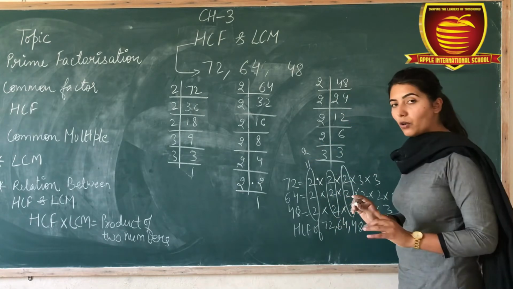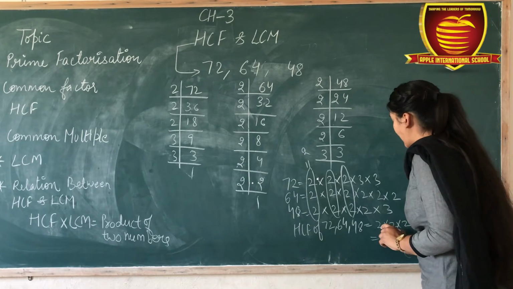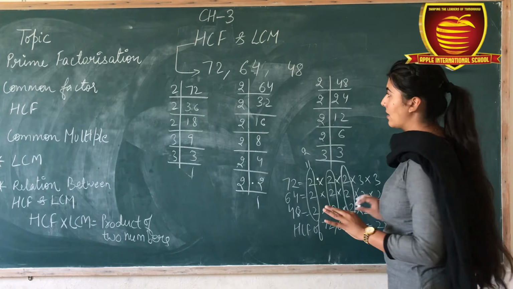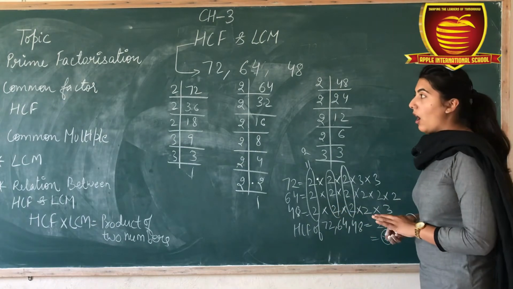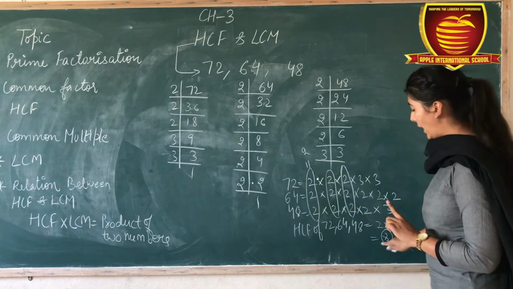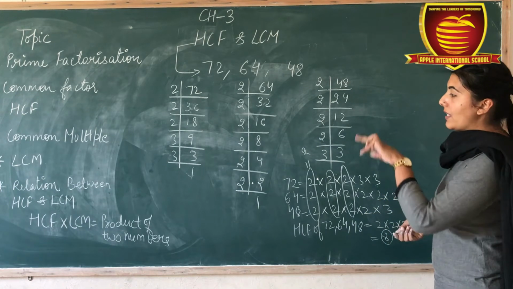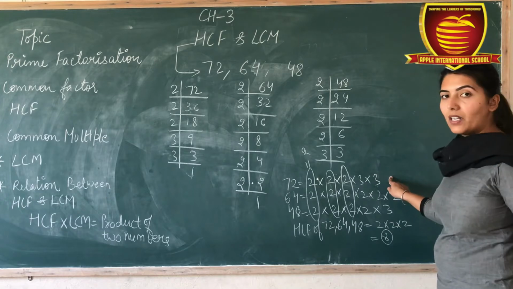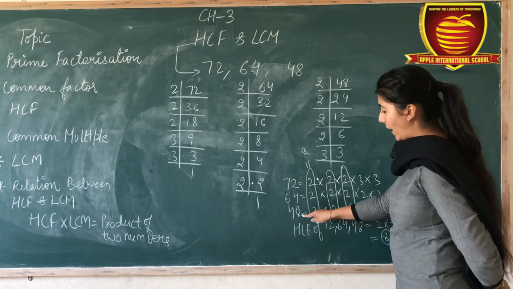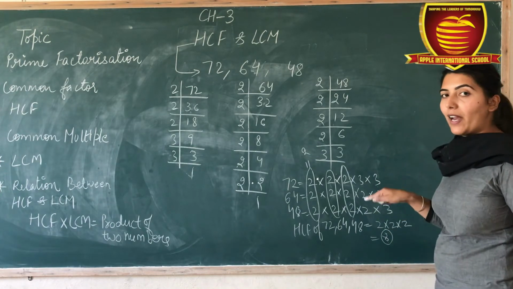Whatever is common, we have to write it once. 2 into 2 into 2 is equal to 8. And 8 is the answer. Means the highest common factor of 72, 64 and 48 is 8. Is it clear how 8 comes? Firstly, write down all the factors of 72, of 64, and of 48. Now circle the common factors.